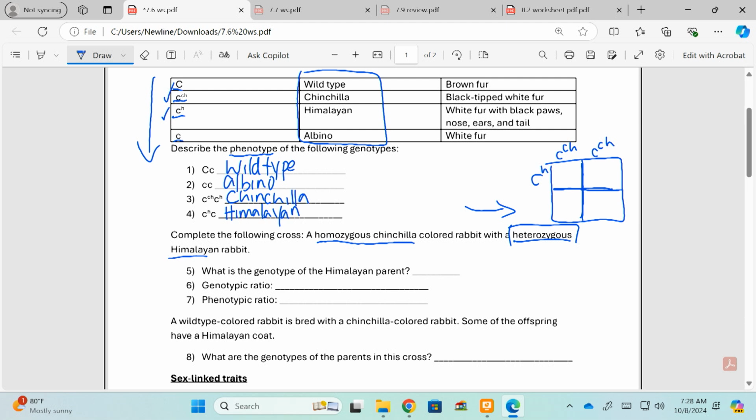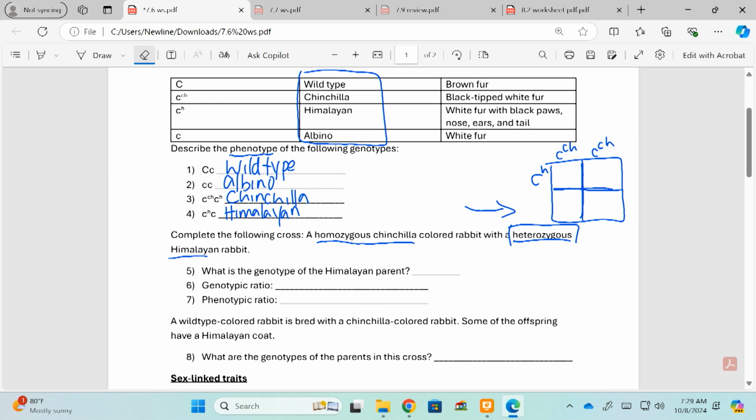So you kind of have to think of this. Which of these three, and I'll delete some of this stuff so you can see what I'm talking about. Okay, so we're talking about a heterozygous Himalayan rabbit. We know it can't be this one because it would have just said homozygous, right? So we have to pick one of these three. It could be this one, it could be this one, it could be this one. One of those three needs to go into this area for that other gamete.